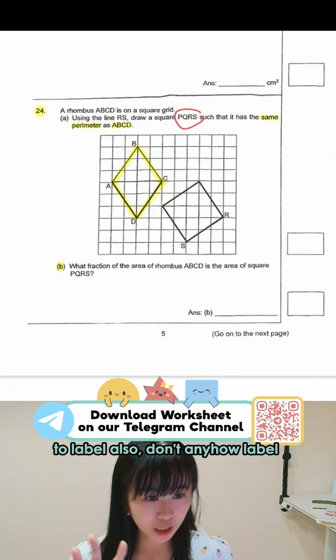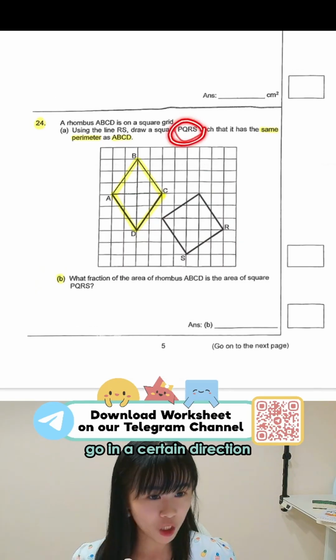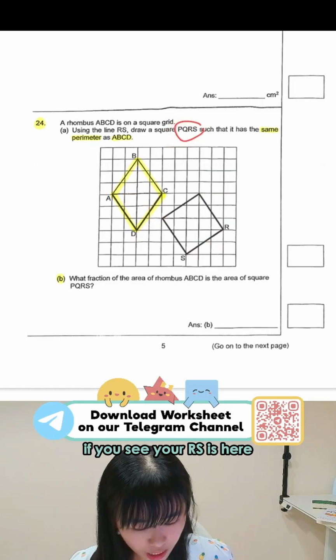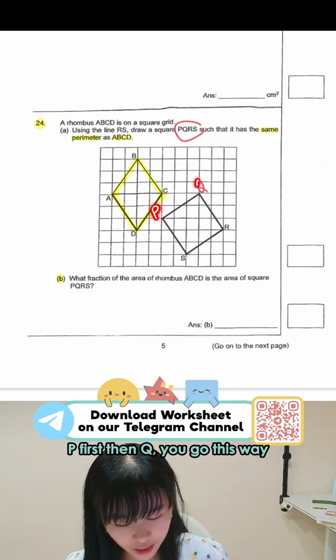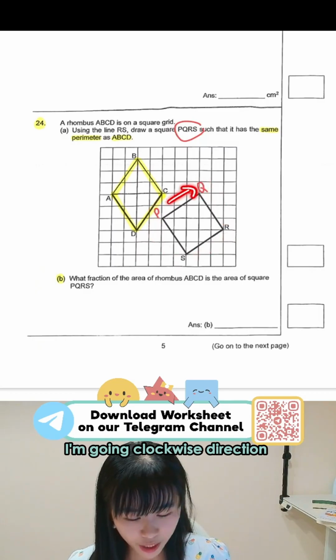Okay, there's a certain technique to label also. Don't anyhow label. The PQRS, it must go in a certain direction. Either the clockwise or anti-clockwise, only can follow one direction. If you see your RS is here, P first, then Q, you go this way, then you go this way, you go this way, okay? In this case, I'm going clockwise direction.